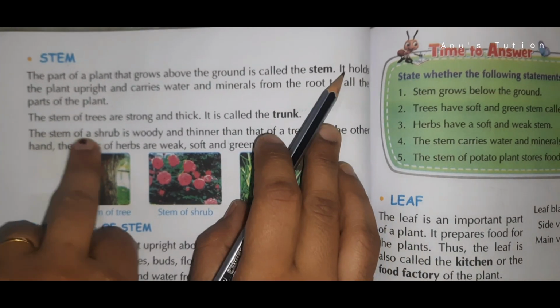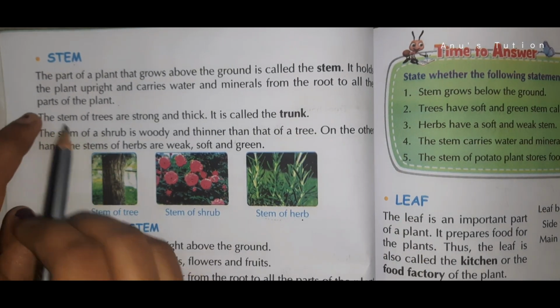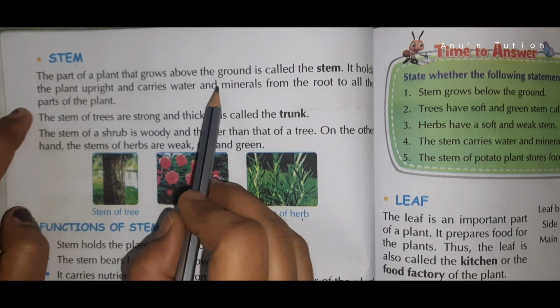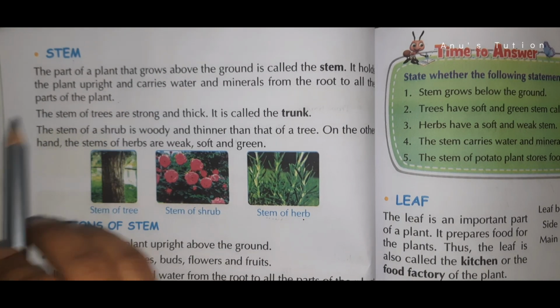What is the function of a stem? What is the work it will do? It holds the plant upright and carries water and minerals from the root to all the parts of the plant.